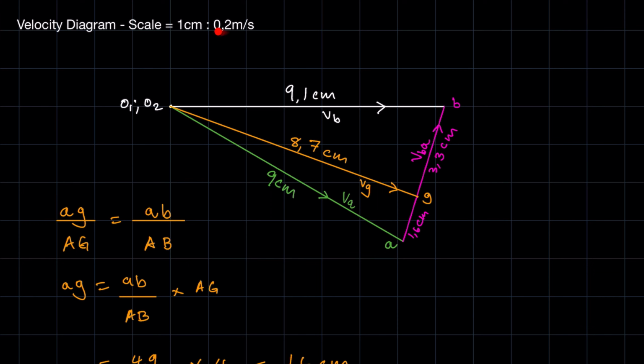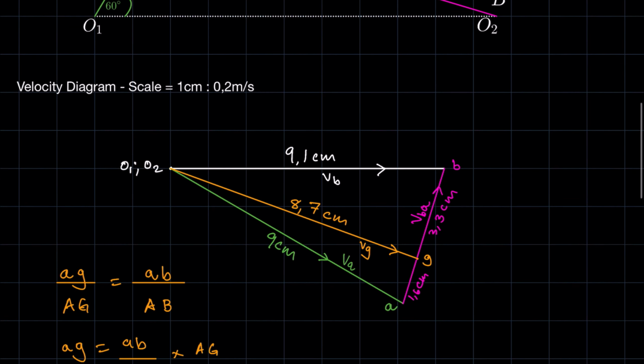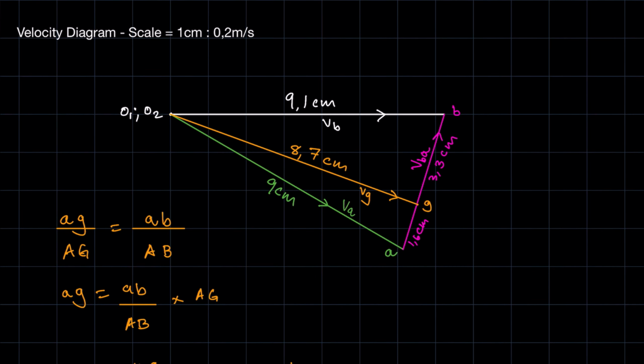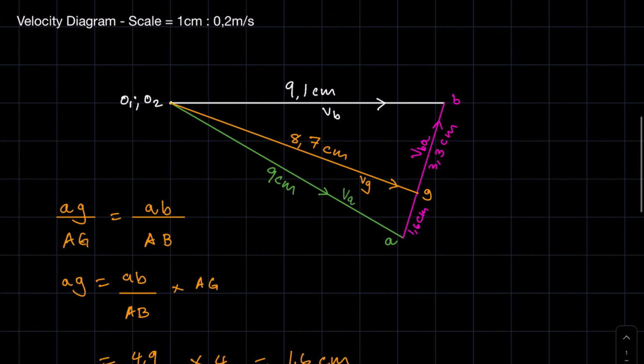so using your scale, essentially, you then calculate your velocities. So if you're asked to calculate the velocity of B, for instance, if you look here, they said determine the velocities of the slider B. You know the velocity of the slider is VB, and I've already taken you through how we determine that. And point G, I've already explained. So essentially, they're looking for VB and VG.